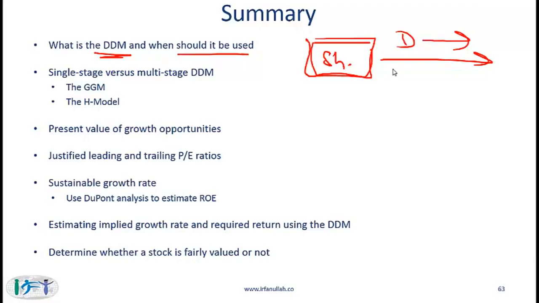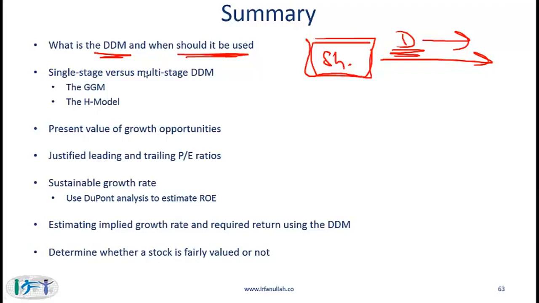There are fancy models based on the pattern that you define for the dividend. You might say the dividend will grow initially at a high rate, then at a low rate. You might have H models and so on, but it is nothing other than the present value of future dividends, which is the most basic way of valuing a financial asset. When should this be used? You should be able to use this when a company pays dividends, and the dividends have a clear relationship with the profitability of the company.